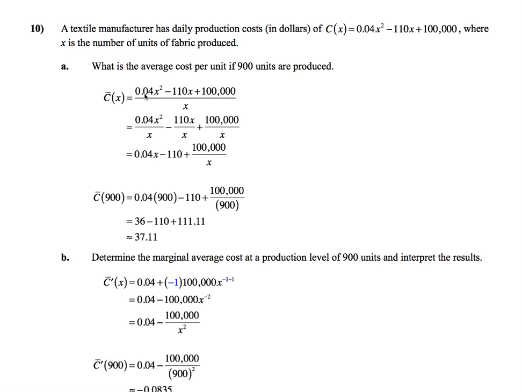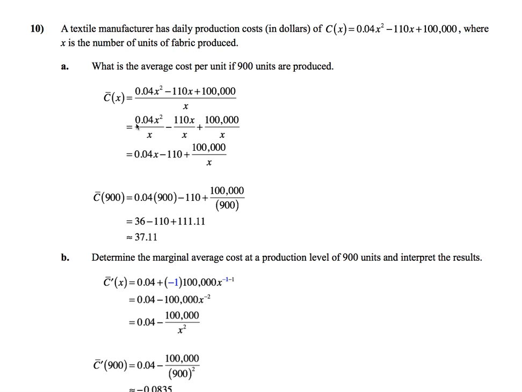We want to create the general average cost function, and so we put the function in the numerator, x in the denominator, and we simplify that by separating each term here into separate fractions.